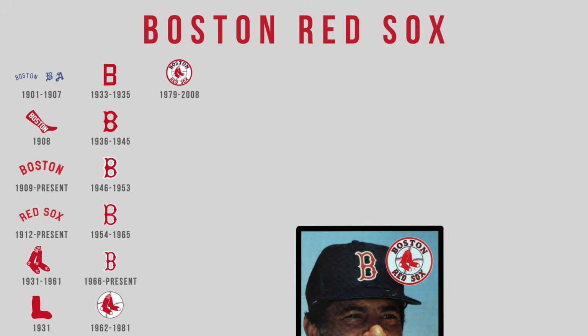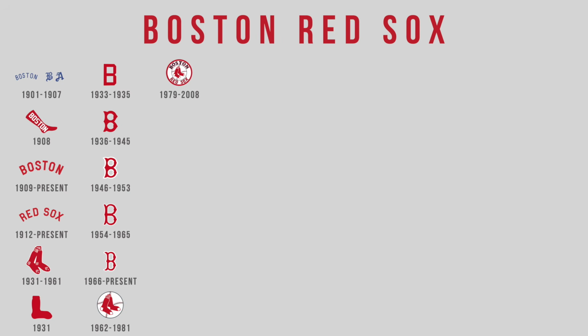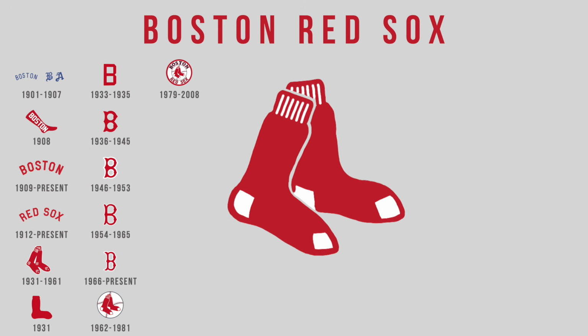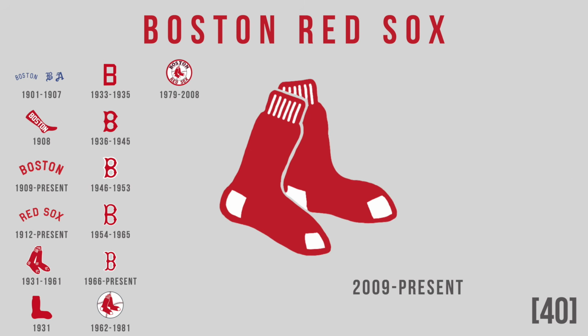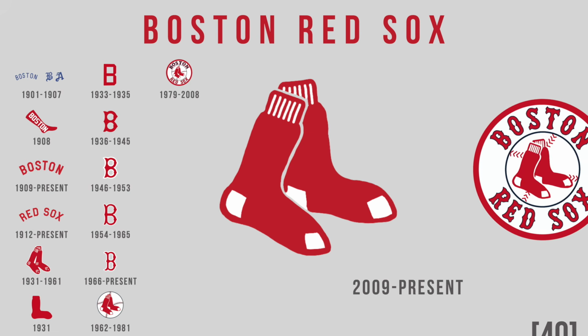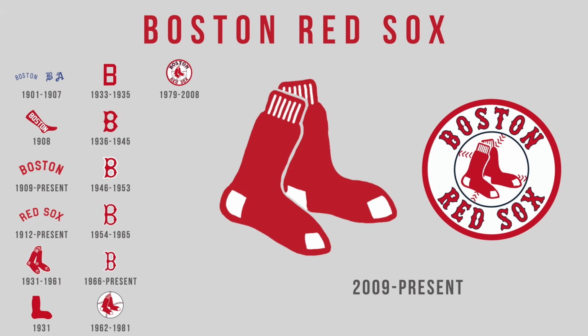In 2009, the team announced a change that would simplify the primary team logo. The double Sox logo would take the place as the official primary logo, and an updated version of the previous logo would serve as a secondary logo for the club.